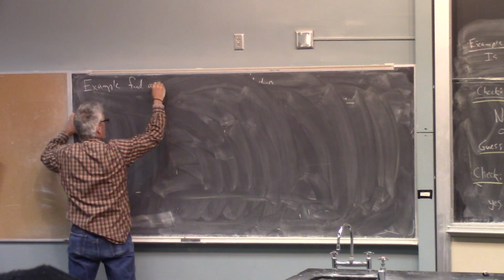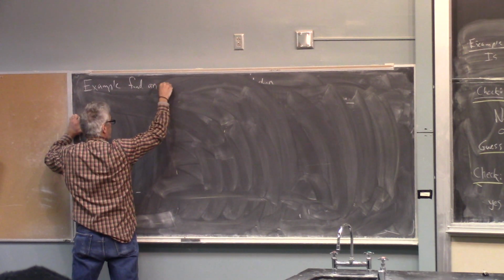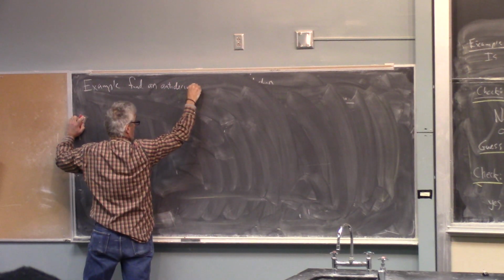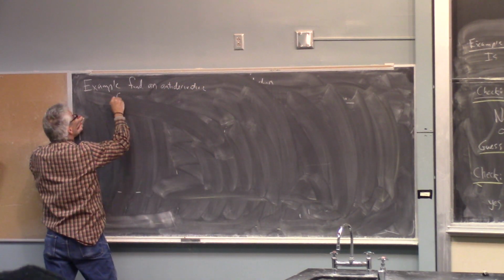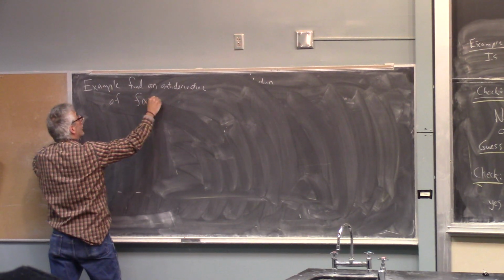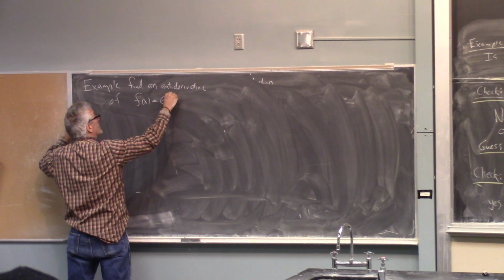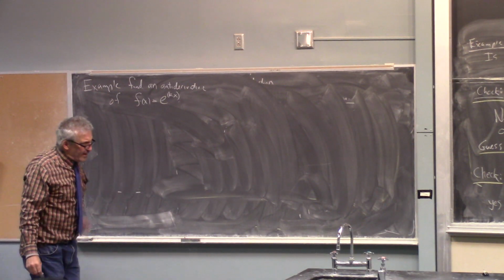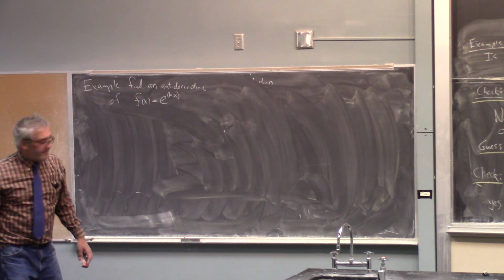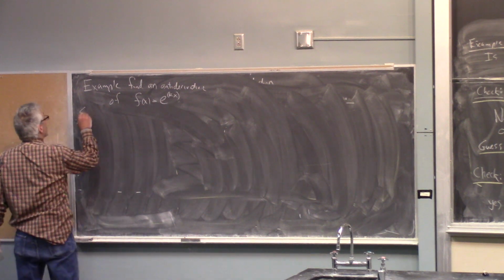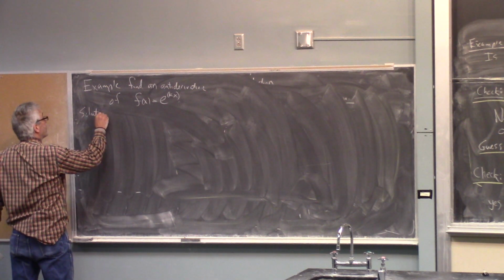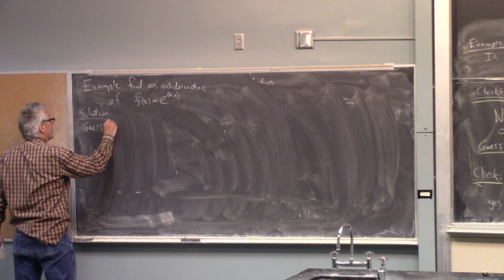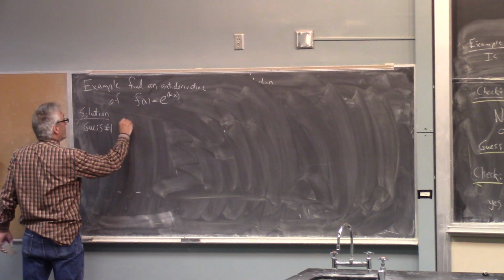So find an antiderivative, not the general one, of little f of x equals e to the kx. Okay, well, we've just seen that the derivative of e to the x is e to the x. So anybody want to hazard a guess? Raise your hand if you want to make a guess.